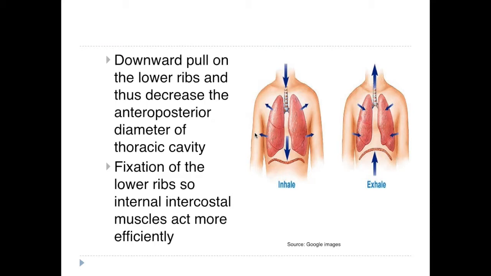So which are the effects of contraction of abdominal muscle? First, compression of abdominal contents, so the diaphragm is pushed upward. Second is a downward pull on the lower ribs, so there is a decrease in the anteroposterior diameter. And third is fixation of the lower ribs, so the internal intercostal muscles can act efficiently.